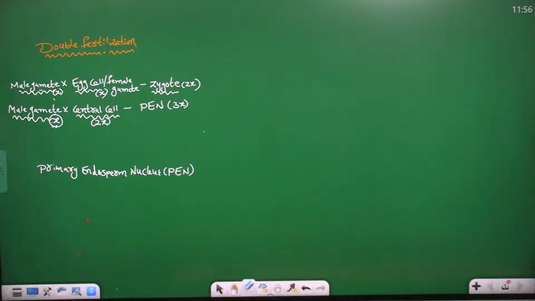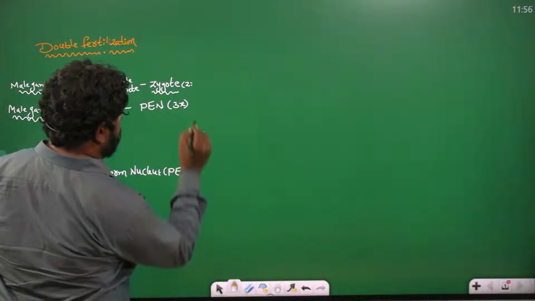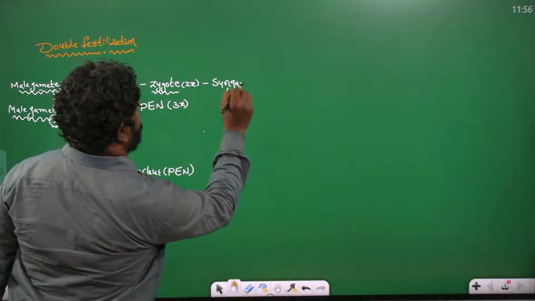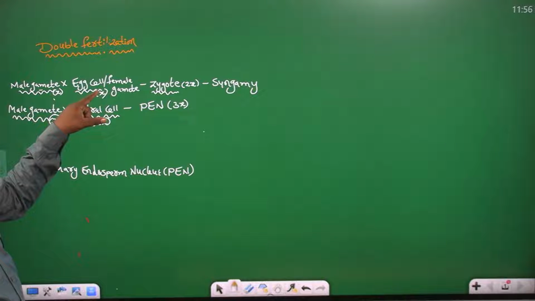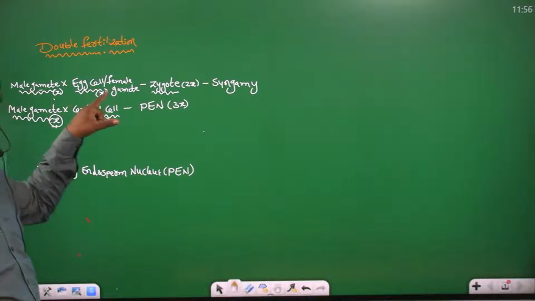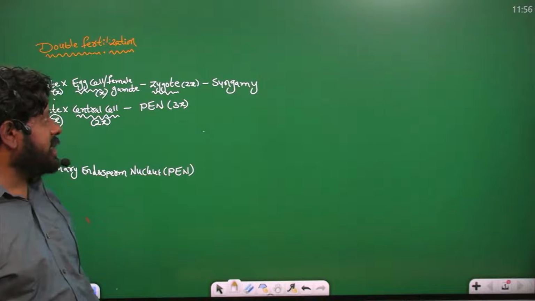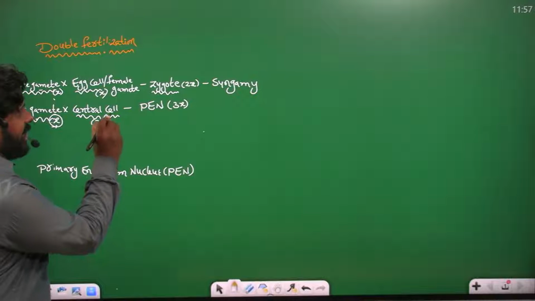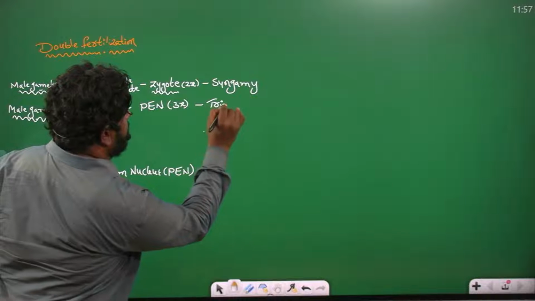Listen. So formation of zygote, that process is called syngamy. What is syngamy? Male gamete fertilized with egg cell to form zygote, that process is called syngamy. Second male gamete fertilized with central cell to form PEN, that process is called triple fusion.